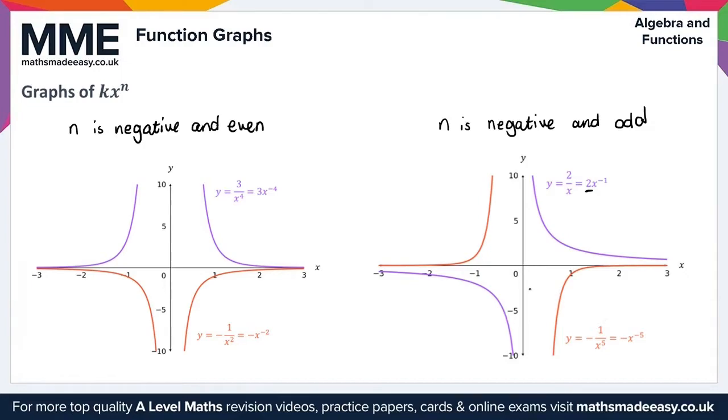And we can note here, an asymptote is a line that the curve gets infinitely close to, but never touches. And we can see for the third and fourth graphs, both have asymptotes at x equals 0 and y equals 0. Okay, so we can see that from both of these examples here. So that gives us everything we need there for graphs of kx to the power of n.